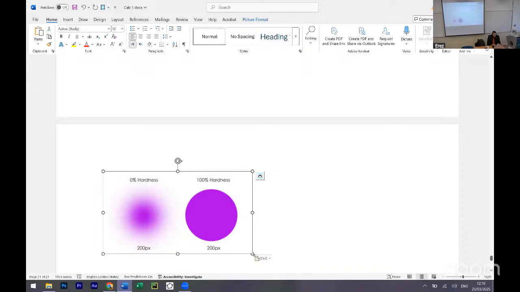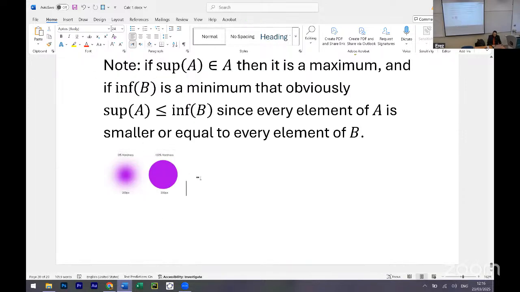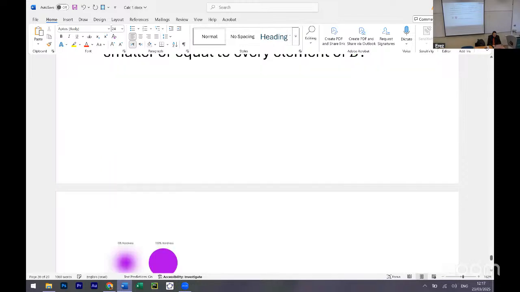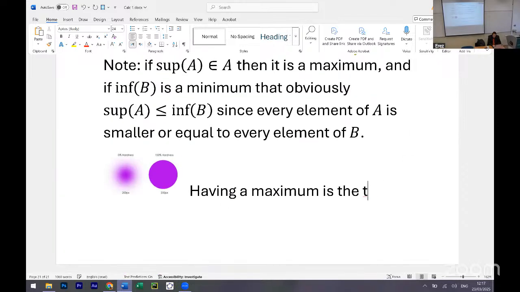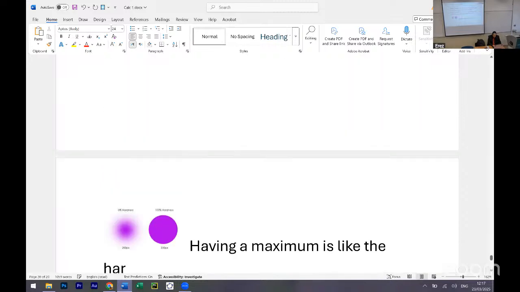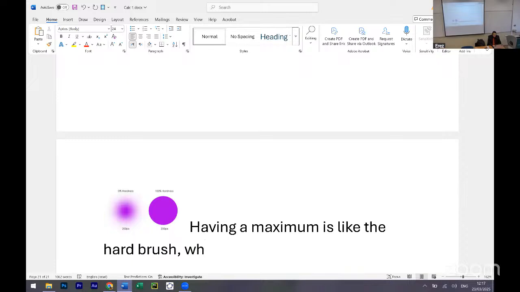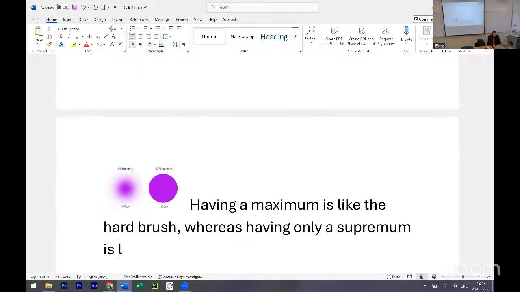So what is my point here? Having a maximum is like the hard brush, whereas having only a supremum is like the soft, fuzzy brush. You see my point here?